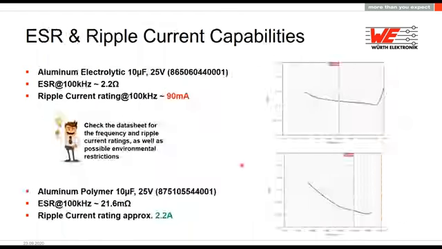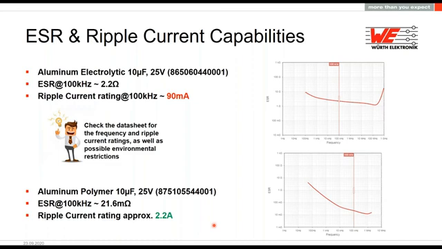Here is a concrete overview: aluminum electrolytic, 10 microfarad, 25 volt, and also 10 microfarad, 25 volt for polymer. When we check the ripple current rating at 100 kilohertz, you see we have 90 amps compared to 2.2 amps at the same frequency. You can also have a look in our online tool REDEXPERT to see the ripple current graphs with temperature and frequency.